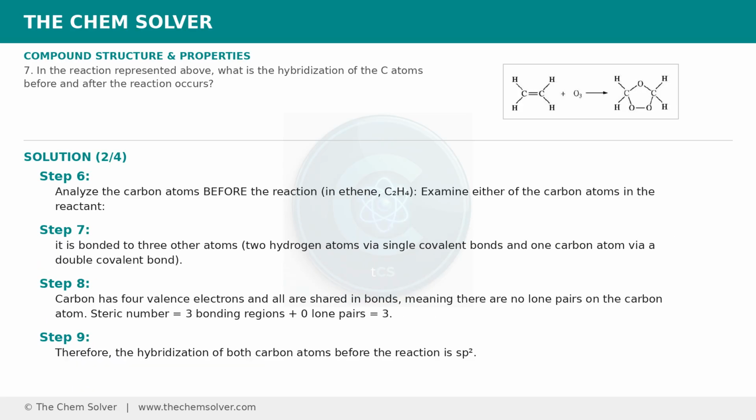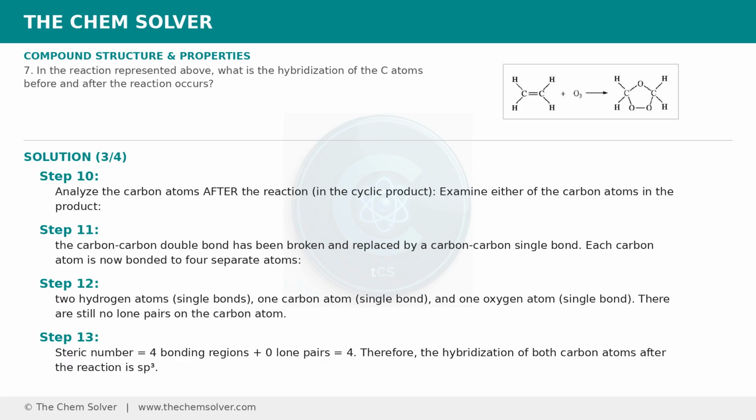Analyze the carbon atoms before the reaction. In ethene, C2H4, examine either of the carbon atoms in the reactant. It is bonded to 3 other atoms, 2 hydrogen atoms via single covalent bonds, and 1 carbon atom via a double covalent bond. Carbon has 4 valence electrons and all are shared in bonds, meaning there are no lone pairs on the carbon atom. Steric number equals 3 bonding regions plus 0 lone pairs equals 3. Therefore, the hybridization of both carbon atoms before the reaction is sp².